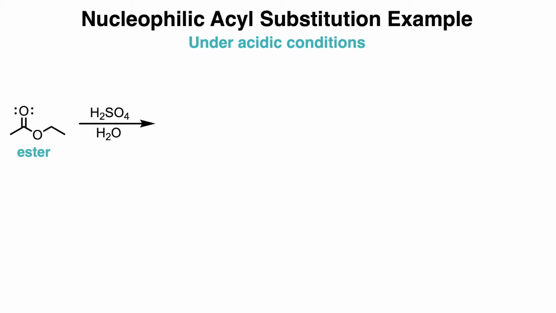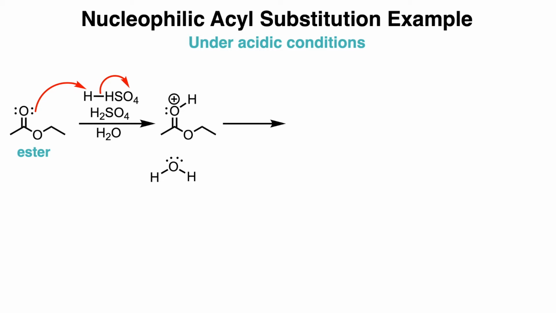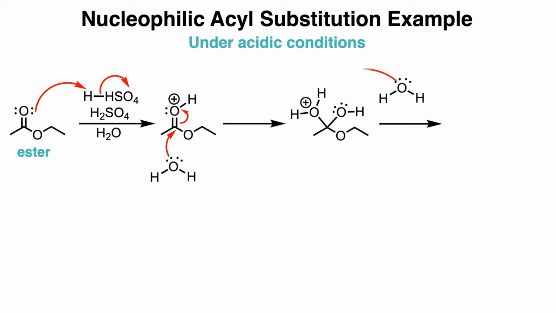The first step is for oxygen of the carbonyl to get protonated by H2SO4 to form a positively charged intermediate. Then water attacks the carbon of the carbonyl and the carbonyl pi bond breaks to form a new lone pair on oxygen. Since the entire water molecule is attaching to the molecule, it has too many hydrogen atoms connected to the positively charged oxygen.